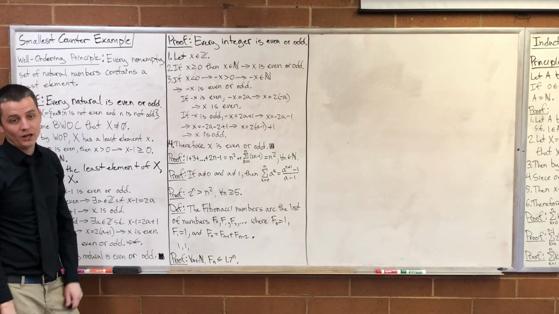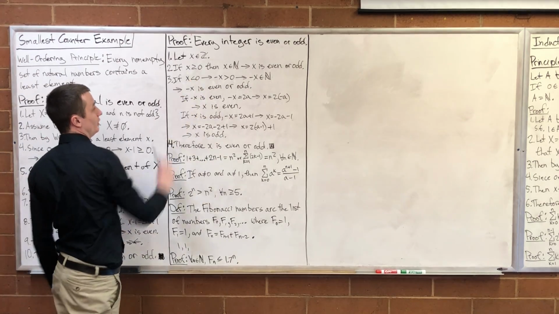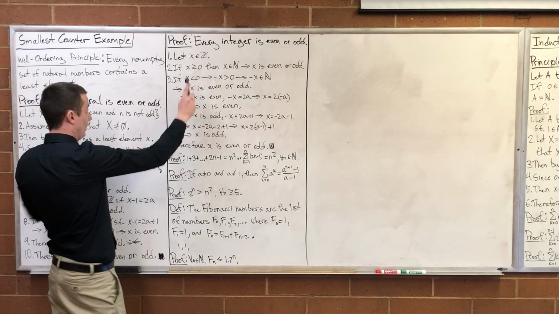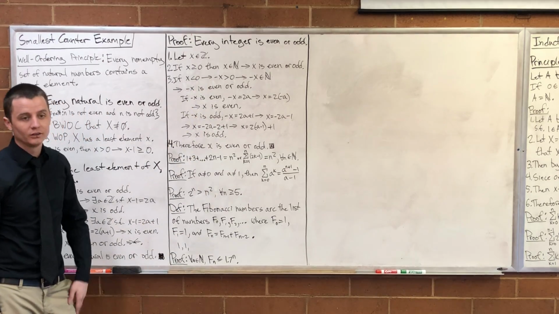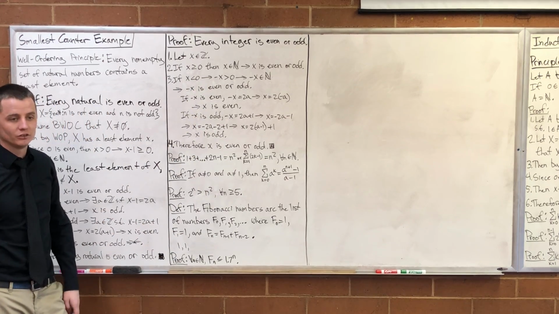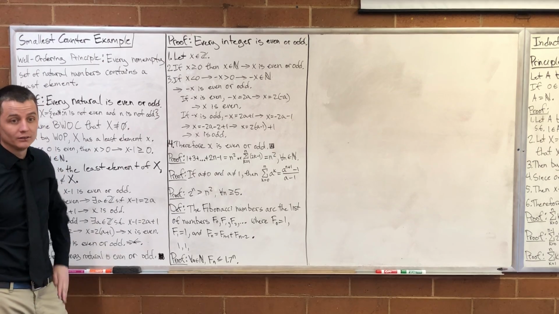Therefore, x is even or odd in either case. If x was greater than or equal to 0, we got it's even or odd. If x was less than 0, we got it was even or odd. Therefore, every integer is even or odd. Good on that?